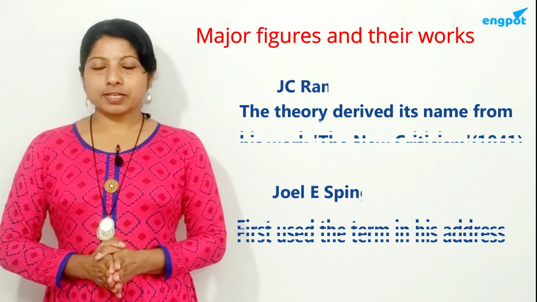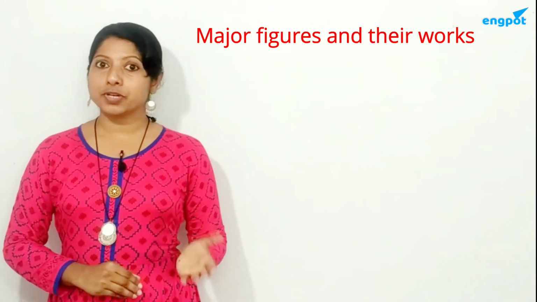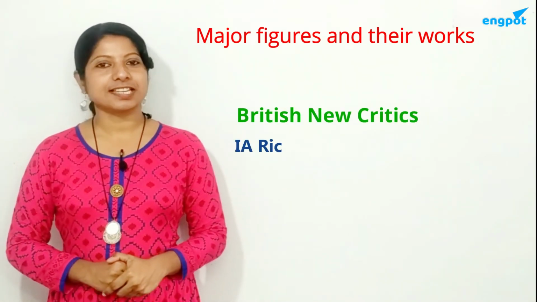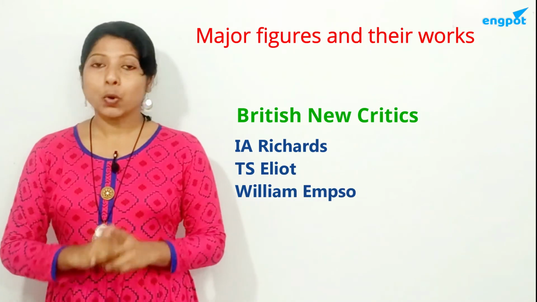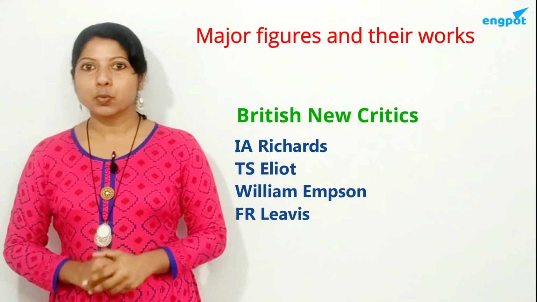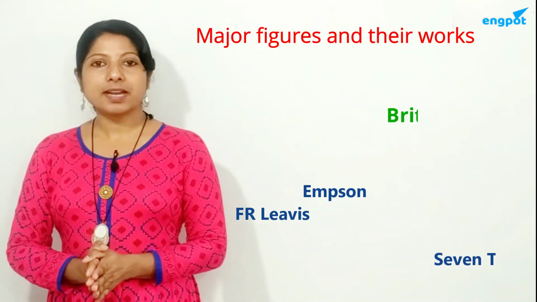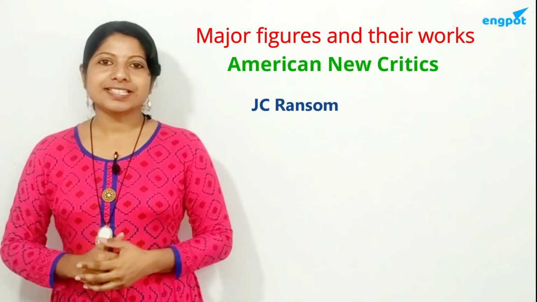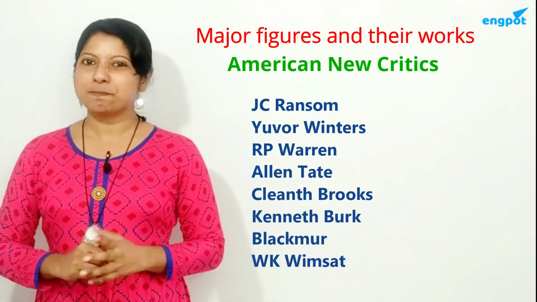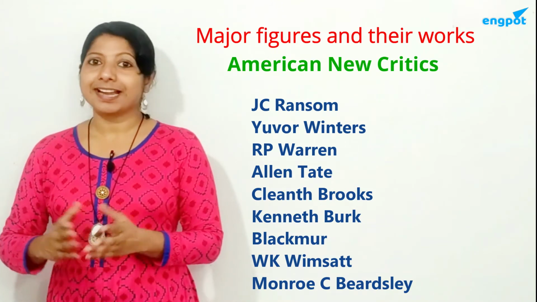Now, the concept of new criticism was developing simultaneously in two parts of the world, one in Britain and the other in America. The British new critics are I.A. Richards, T.S. Eliot and William Empson. You should know that William Empson is a student of I.A. Richards and his major work is Seven Types of Ambiguity. When it comes to American new critics, we have J.C. Ransom, Allen Tate, R.P. Warren, Cleanth Brooks, Kenneth Burke, Blackmur, W.K. Wimsatt, Monroe C. Beardsley, and so on.